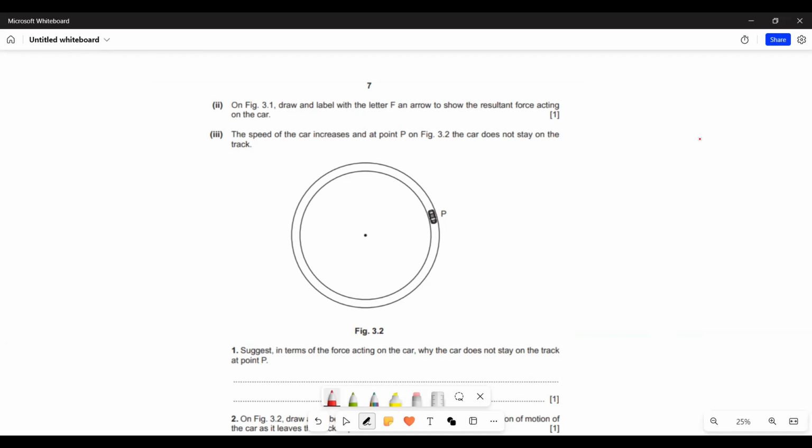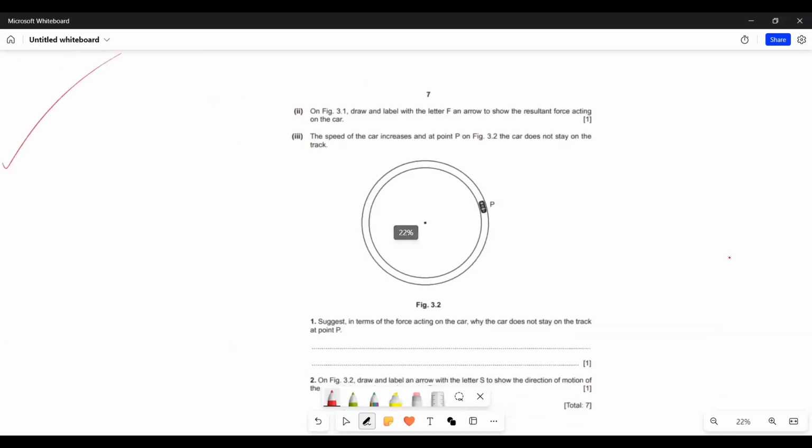When I say that we're making a resultant force, I don't mean that we're making another centripetal force. I mean that from the centripetal force and the force from the engine, I'm making a resultant force.